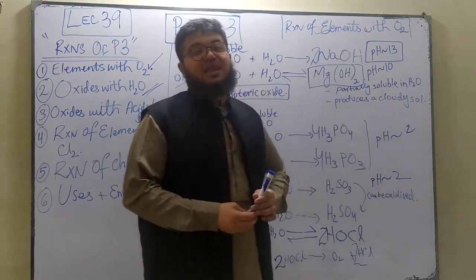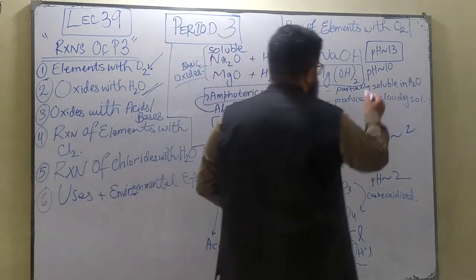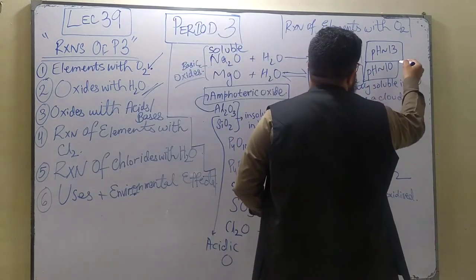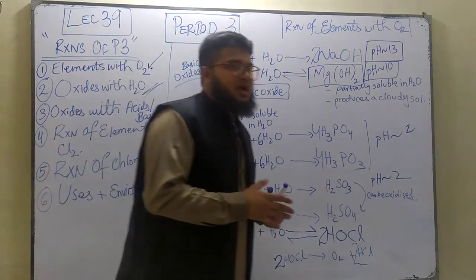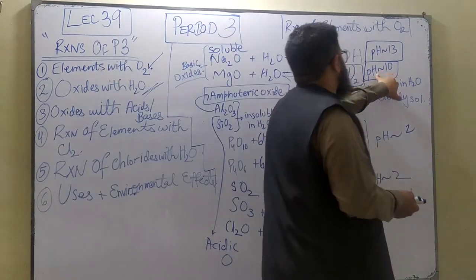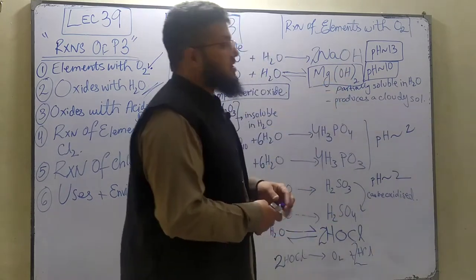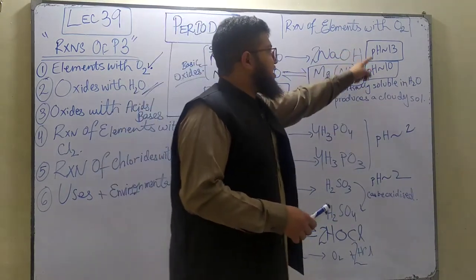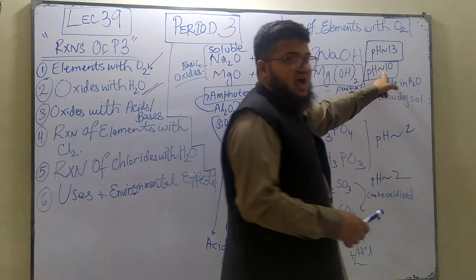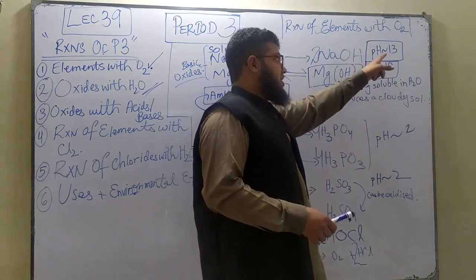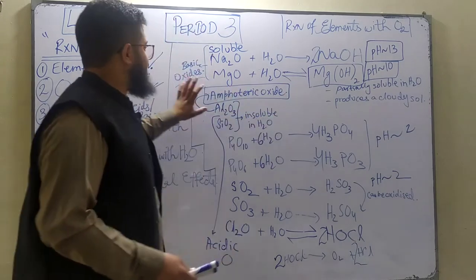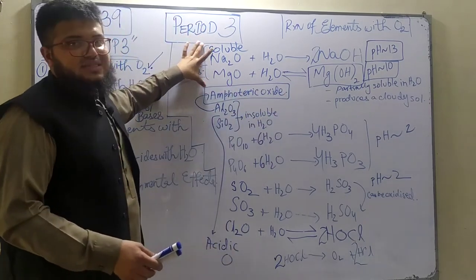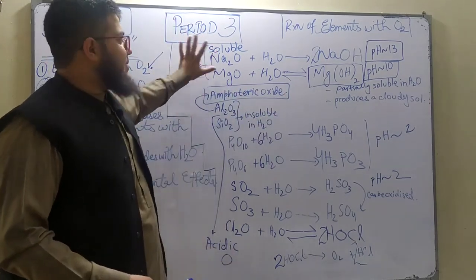The pH is approximately 9 to 10. This has been asked in past papers as well. The answer in the marking scheme was 10, but they do accept 9 as well. So the pH of this solution is approximately 9. It's a weaker alkali because its pH is not very high. It's lower than the pH of sodium hydroxide. Partially soluble, and a cloudy solution is made. These are the two basic oxides that you have, and this completes their reactions.